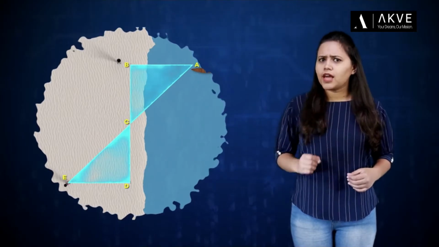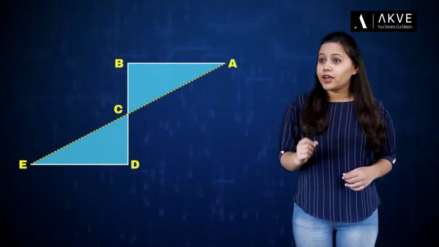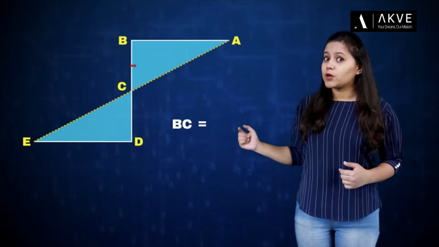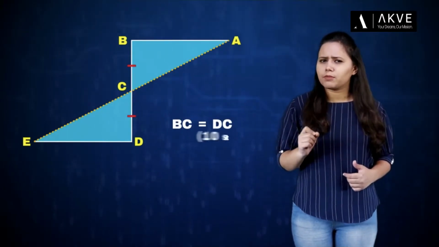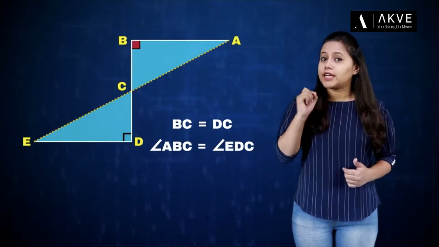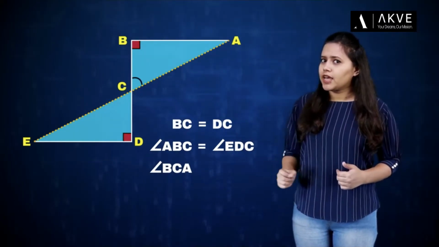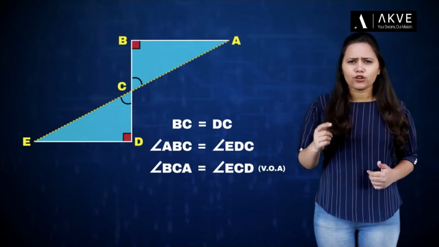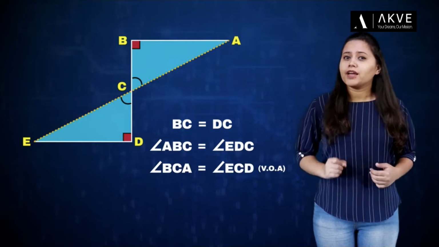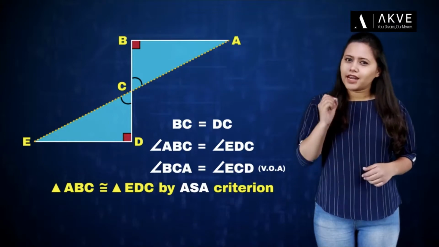So guys, what exactly was Jill trying to do? Any idea? No? Observe the triangle ABC and triangle EDC. Here, BC is equal to DC as they walk the same number of steps. Also, angle ABC is equal to angle EDC as they are right angles. Further, angle BCA and angle ECD are vertically opposite angles. This means they are equal, right? Therefore, the triangle ABC is congruent to triangle EDC by ASA criterion.